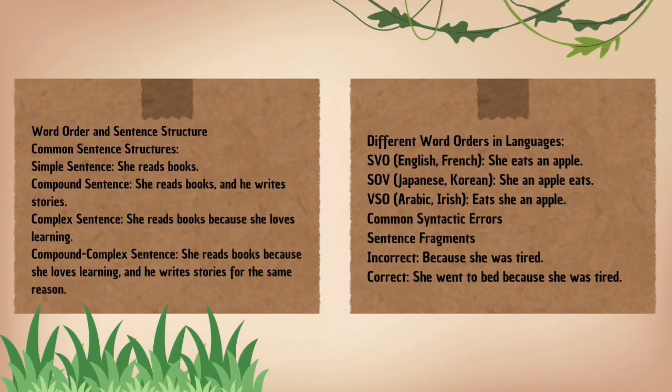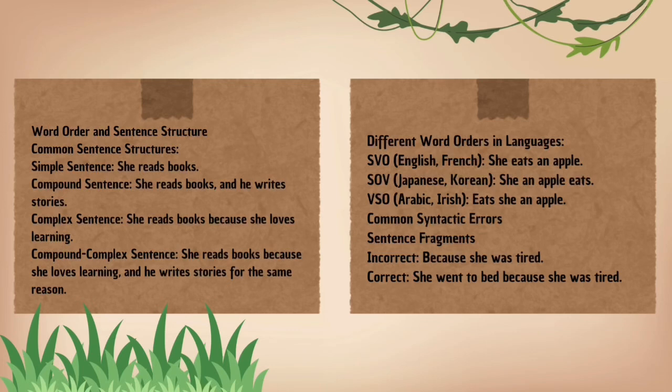However, other languages follow different syntactic rules. SVO is English and French: she eats an apple. SOV is Japanese and Korean: she an apple eats. VSO is Arabic and Irish: eats she an apple. The way languages arrange their words can be different, but all follow syntactic rules that help speakers understand meaning.